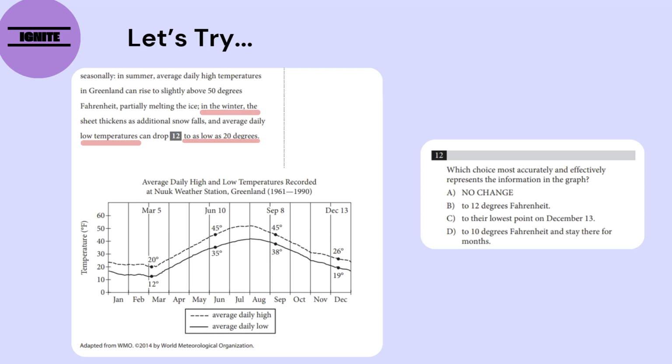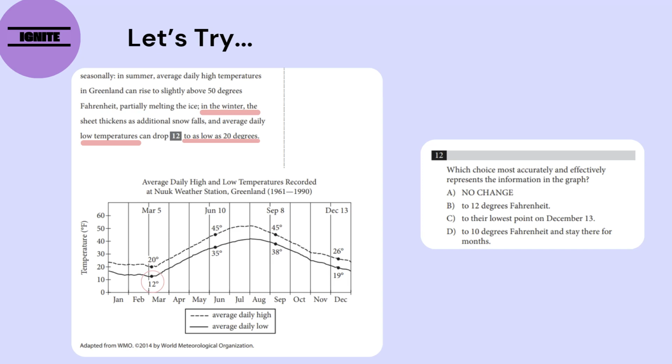It's telling us, what do these low temperatures actually drop to? So let's look at the winter months. If we look to the graph below, we can see the average daily high and low temperatures recorded at Nuuk Weather Station, Greenland. Now, let's look at these temperatures. We can see that the black line represents the average daily low. Now, let's look at these winter months. We have them ranging all the way from December on the right to March on the left. And as we can see, the lowest temperature recorded during these winter months is actually 12 degrees Fahrenheit.